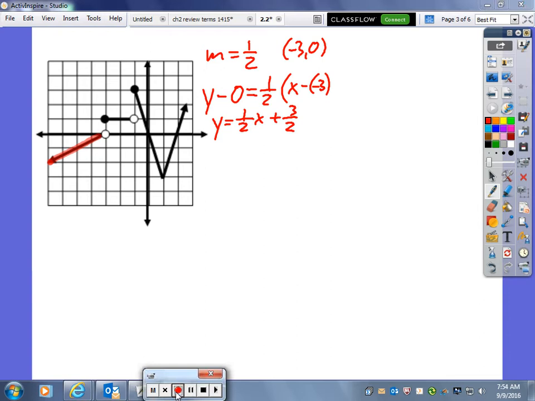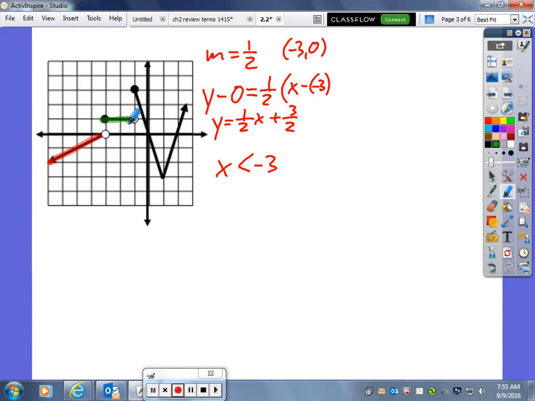What's the domain of this function? This function goes from negative infinity all the way up to negative 3, but negative 3 is not part of it. So the domain is x is less than negative 3. Let's look at our next part.